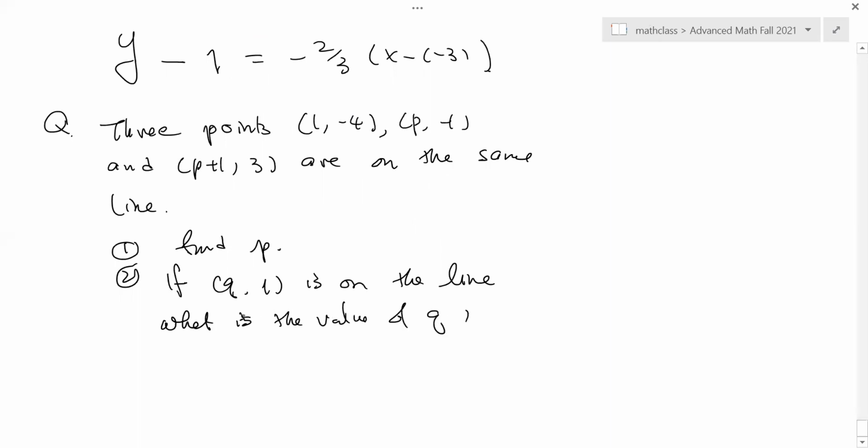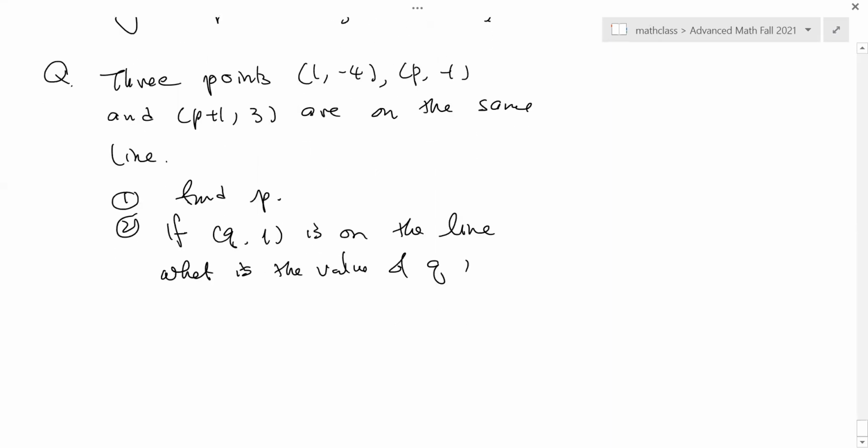So it's harder to draw because I have 3 points, and the second and third points have a variable p in them. So it's harder to draw, and I'm not going to draw a picture. First of all, I have to find the value of p. But you have 3 points, so any pair of those points should give the same slope. I'm going to use P, Q, and R.